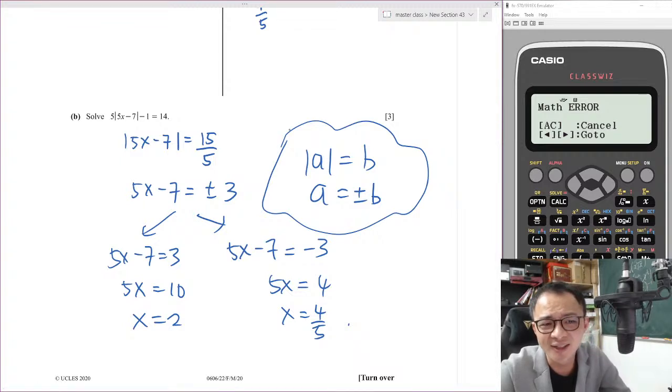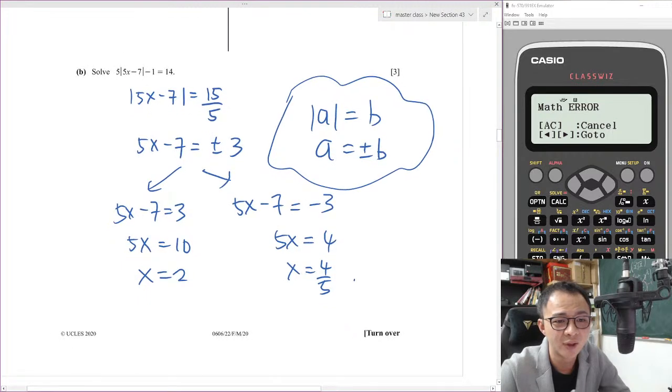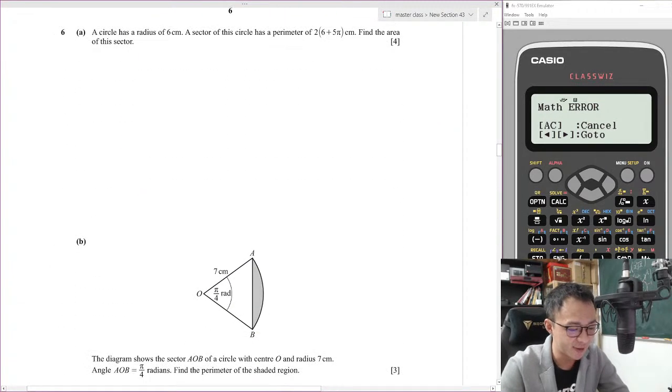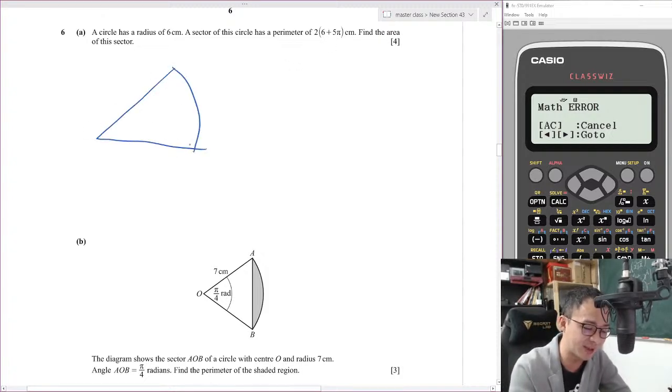I see you all discussed some differentiation questions, so I will just move on to the next one, number 6 here. A circle has a radius of 6 centimeters. A sector of this circle has the given perimeter. Find the area of this sector. So I have a random sector. I do not know theta, but I know the radius is 6, and I know the perimeter. Perimeter means 6 plus 6, plus r theta, which is 6 theta.